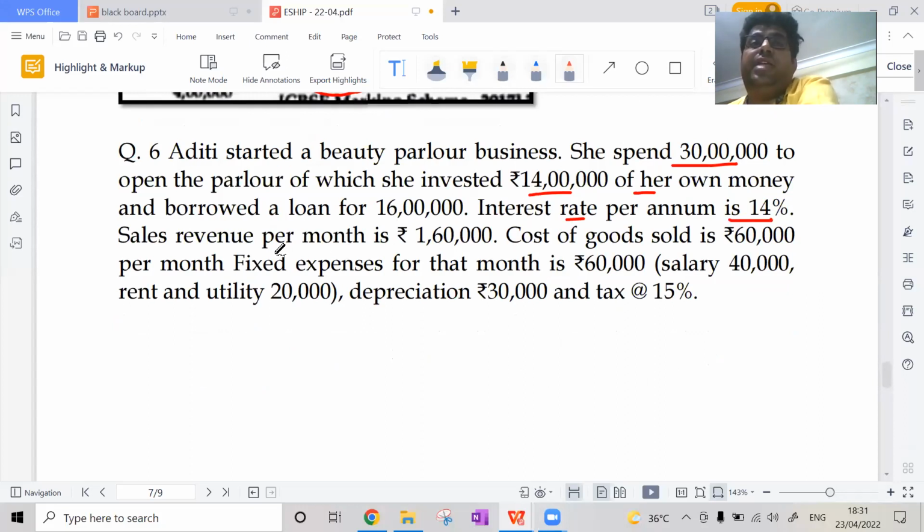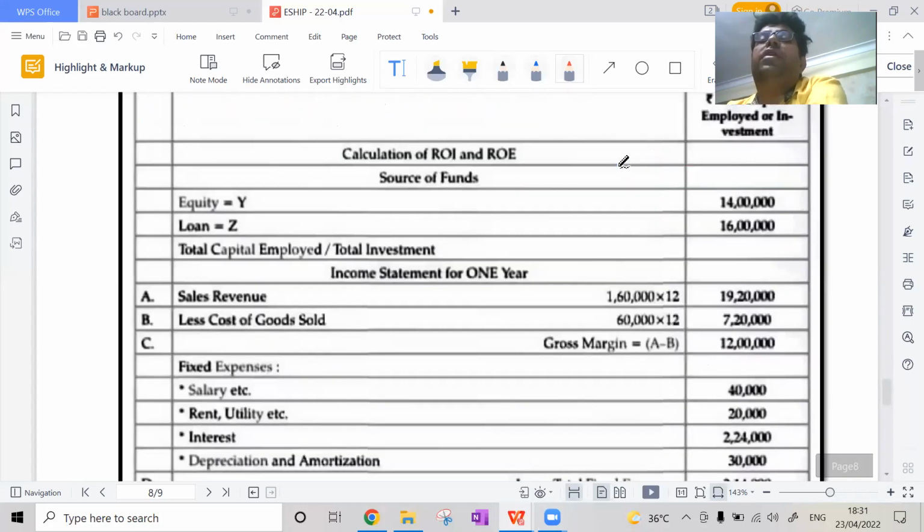Sales revenue again. Sales revenue is given per month. COGS is also given per month. Fixed expenses are also given per month. So what we have to do is we have to convert everything first, multiplied by 12. Okay. Why? Because I told you whenever you are making income statement, it has to be on annual basis. It does not be on a basis of monthly.